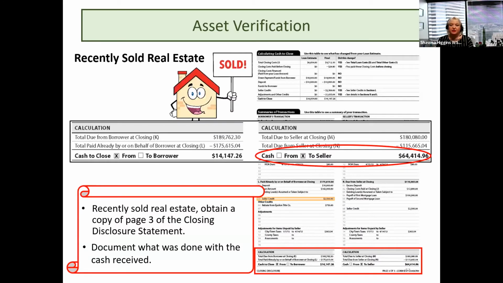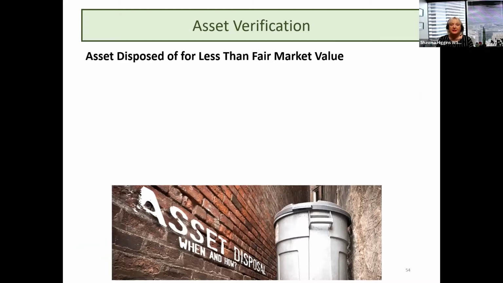Okay, is there any questions on real estate? No questions. All right, so we will move on to assets disposed of for less than fair market value.